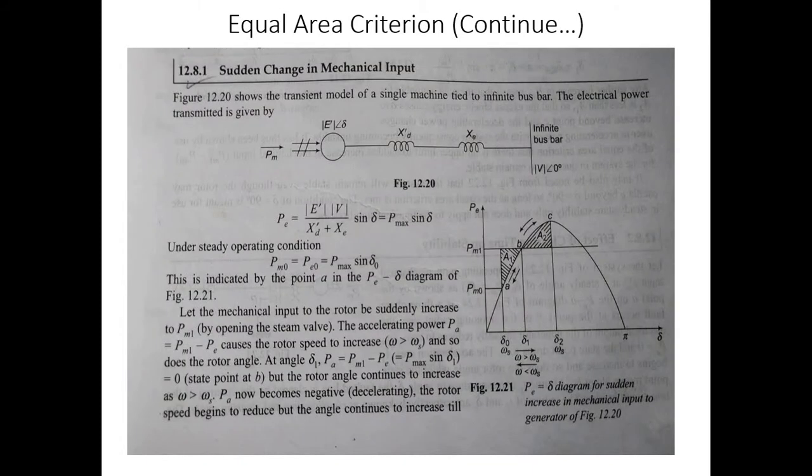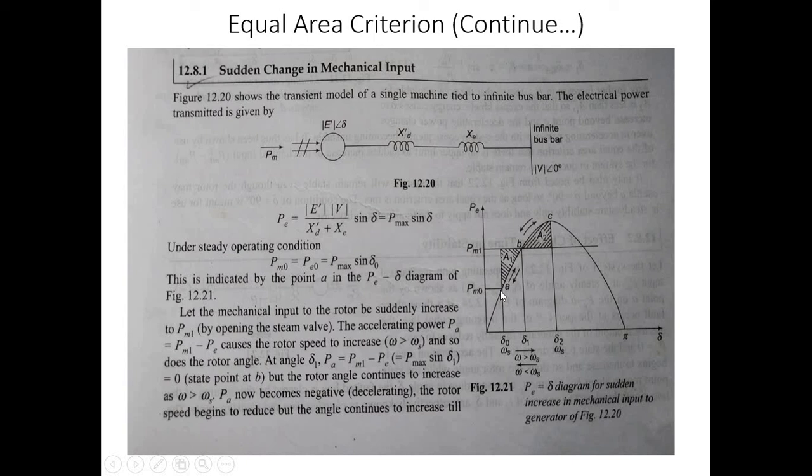Now under steady state operating condition, that is at point A, PM0, that is the initial mechanical power, is equal to the electrical power output P0, which is equal to P max into sin del 0. This is the normal condition whenever any generator supplies power to the load: the mechanical power input is equal to the electrical power output. Now this point is indicated by point A in the P-del curve. Now let the mechanical input to the rotor be suddenly increased to PM1 by opening the steam valve. This is the stable point A.